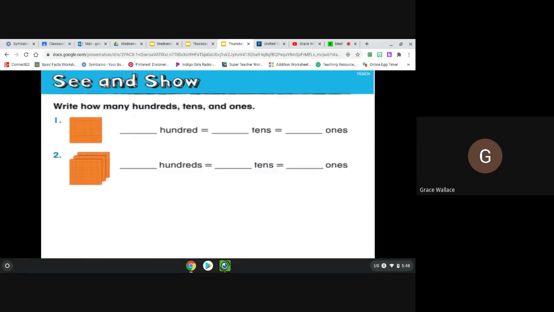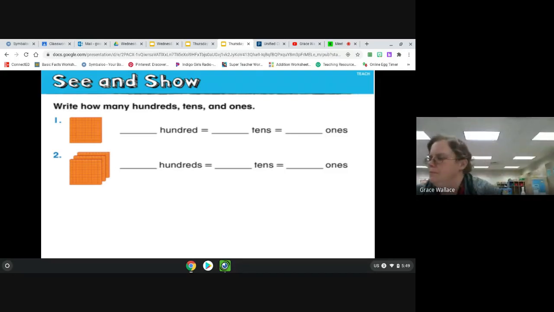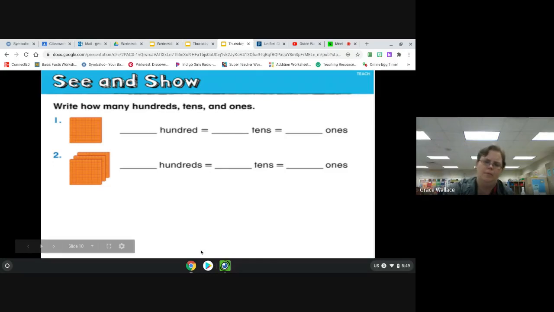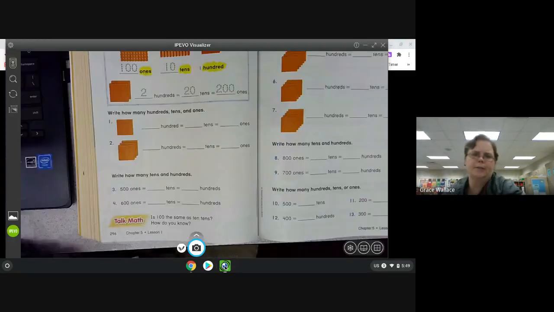So let's look at this. It says see and show. We're on page 296. Put my crayons away. Page 296. There we go. So some room here. Got my book out. 296.